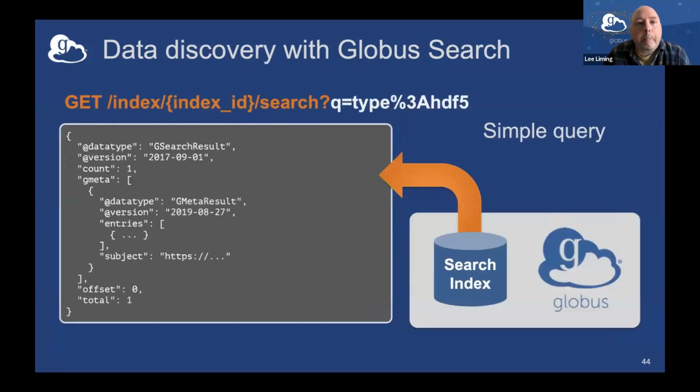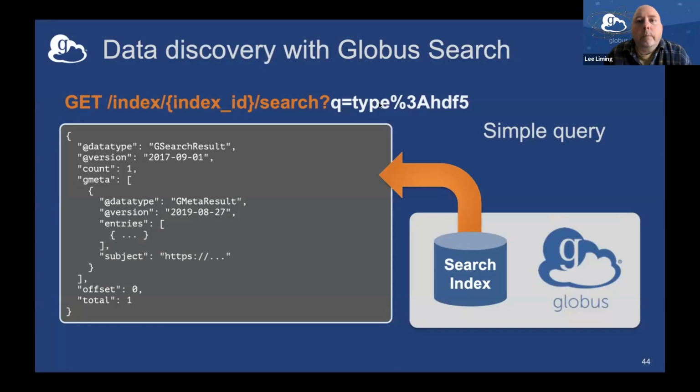This is what the query interface looks like. This is a simple query where all you're providing is a search string. So in this case, I want to look for entries where the type is equal to HDF5. This %3a is just an equal sign.